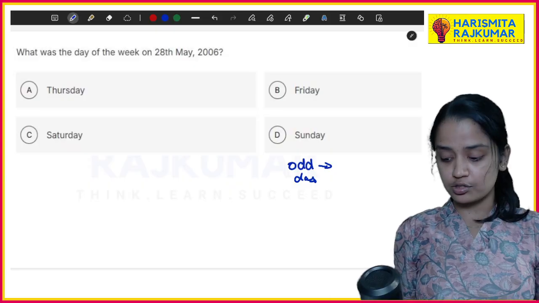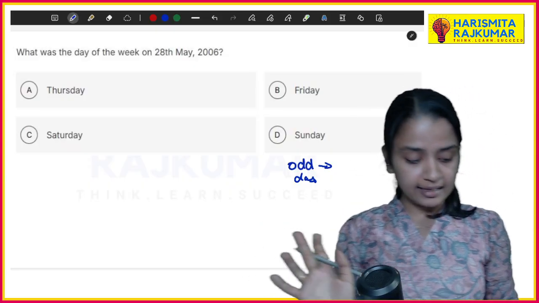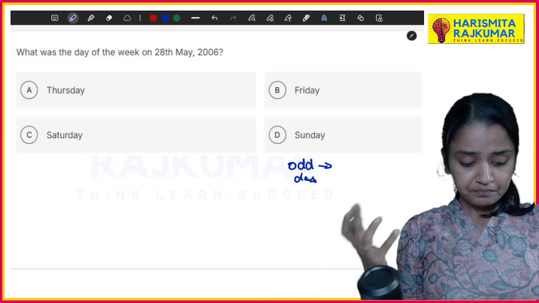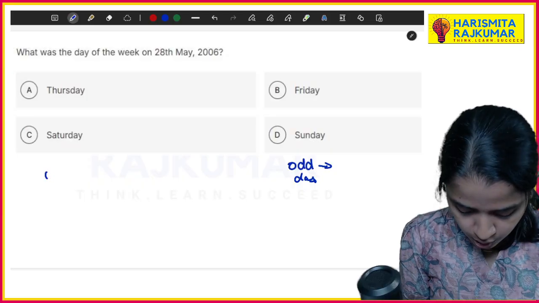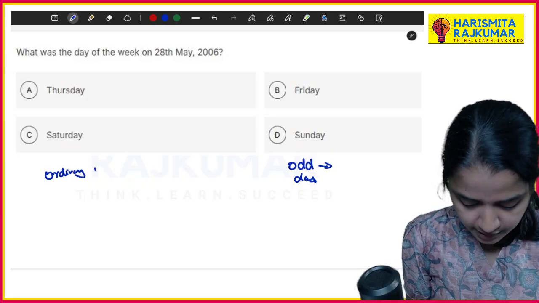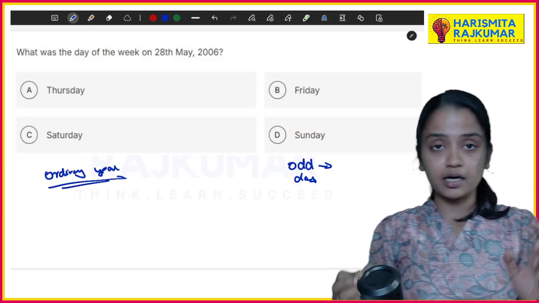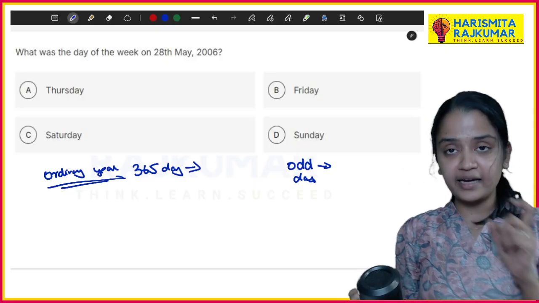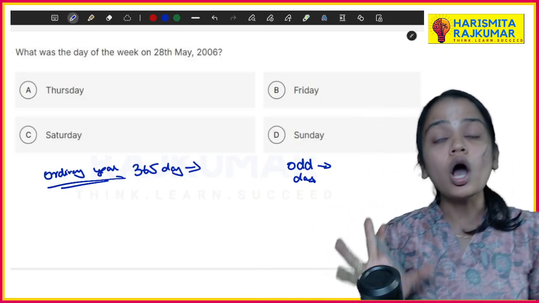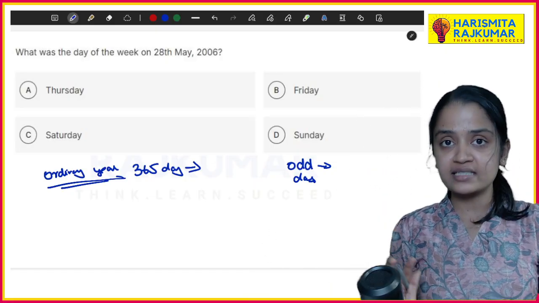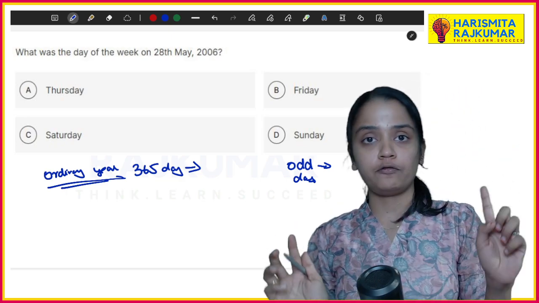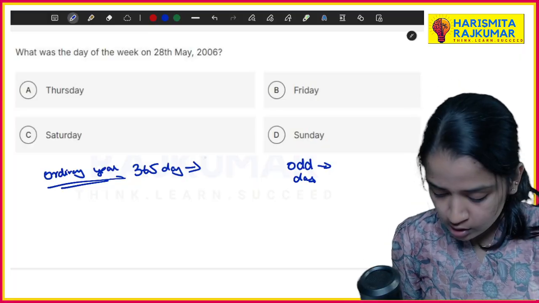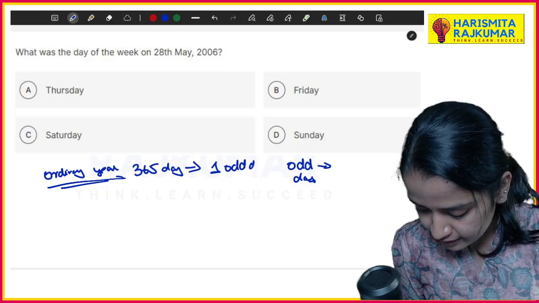So I hope you understood it. Odd days is nothing but what you calculate by dividing by 7. Now what am I going to do? Now it is an ordinary year. So an ordinary year is nothing but 365 days. So how many odd days does it have? When you divide 365 by 7, you get remainder 1. So you have 1 odd day.